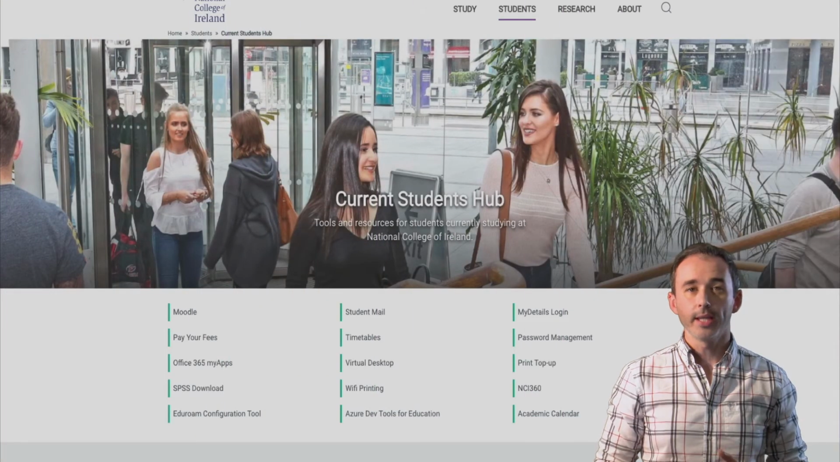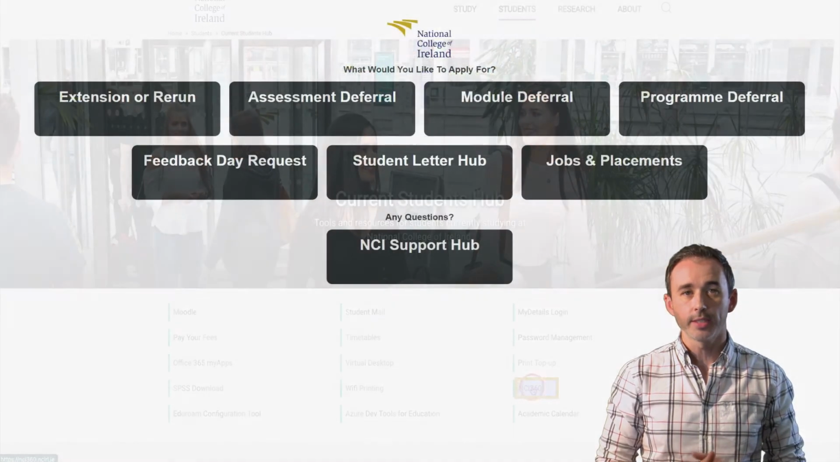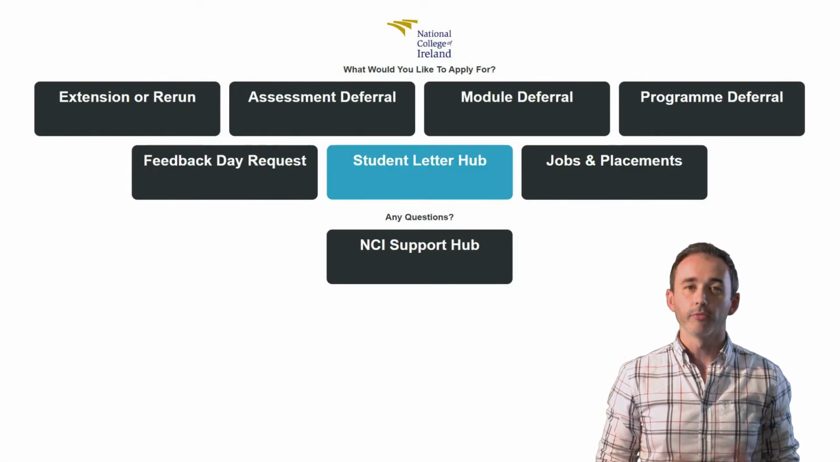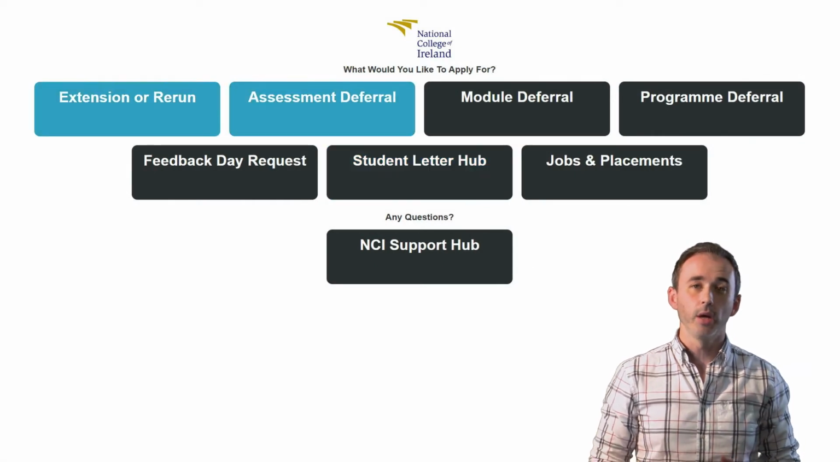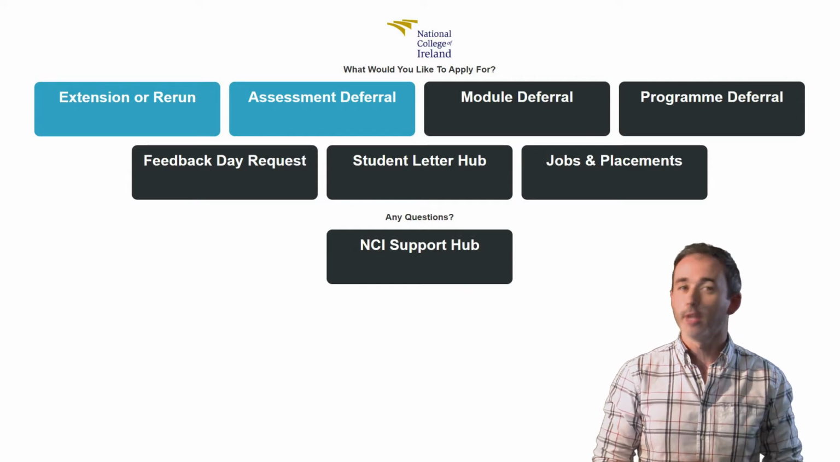The next section we're going to look at is NCI 360. So within NCI 360, this is where you can get a letter to say you're a registered student of the college. It's also where you can go to apply for deferrals or extensions. Not that you're going to need to.